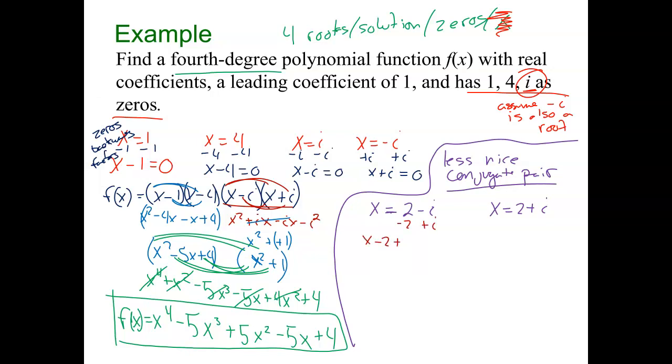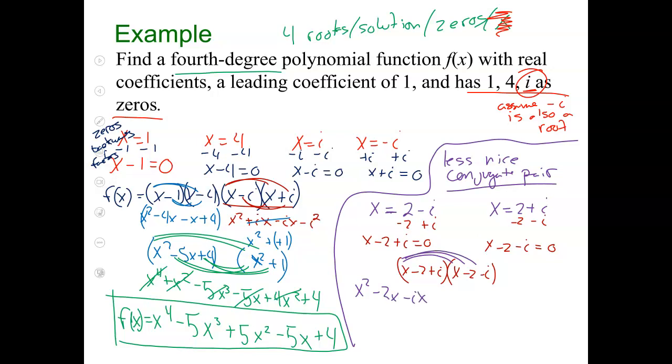So I'm going to subtract 2 and I'm going to add i: x minus 2 plus i. And then I'm going to subtract 2 and subtract i: x minus 2 minus i. So there's my two factors, x minus 2 plus i and x minus 2 minus i. A little bit longer, but it's still distributive property, and it will still give us a real polynomial when we distribute and multiply. x times x, x times negative 2, x times negative i.